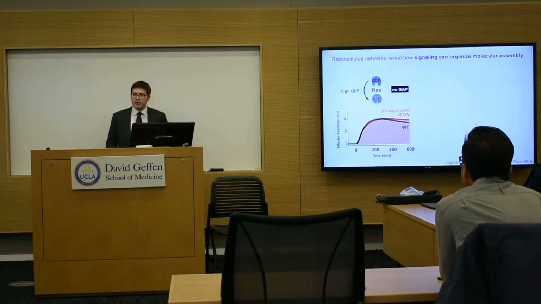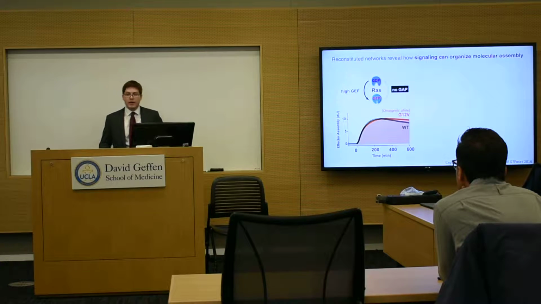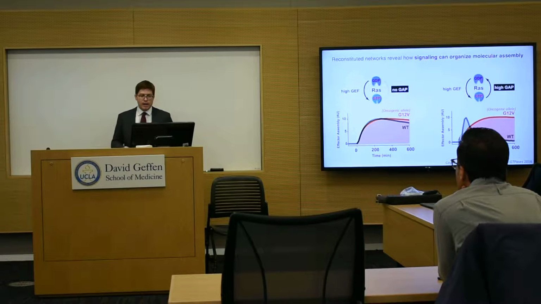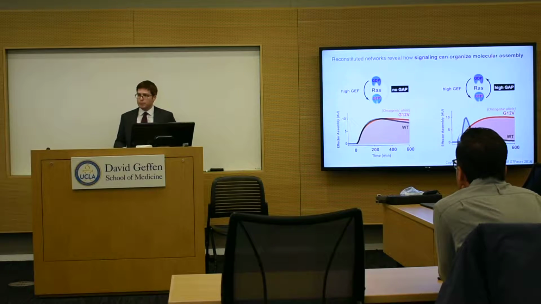And to show you what I mean, if we initiate assembly in a low-energy, GAP-free context, wild-type and oncogenic alleles of RAS behave almost identically to one another. However, in the context of a high-energy, high-GAP context, their behaviors are completely divergent, with wild-type producing a transient response compared to a sustained response by oncogenic RAS.